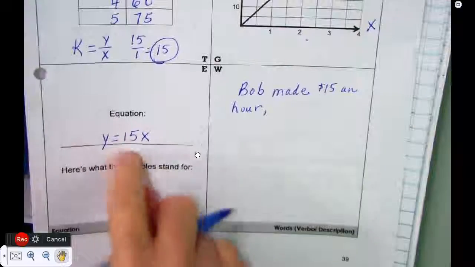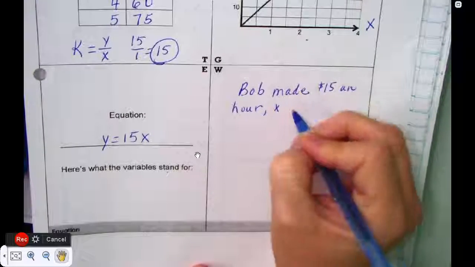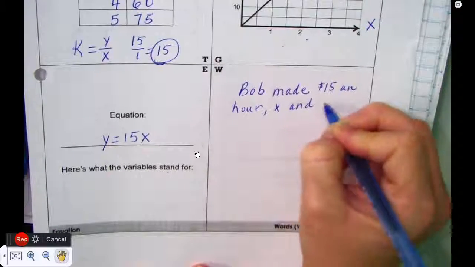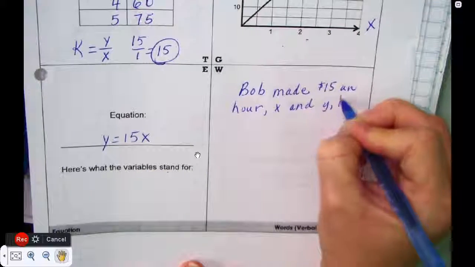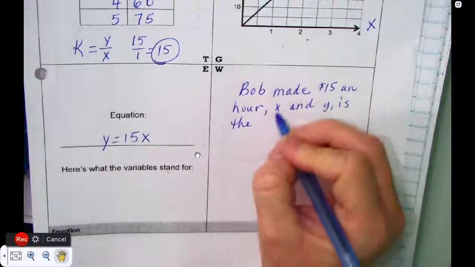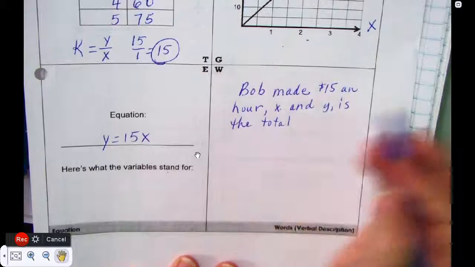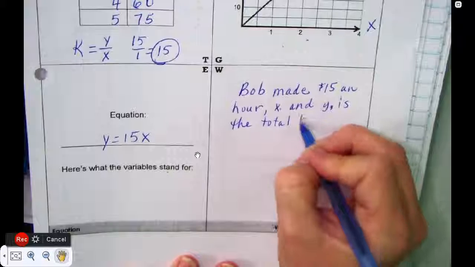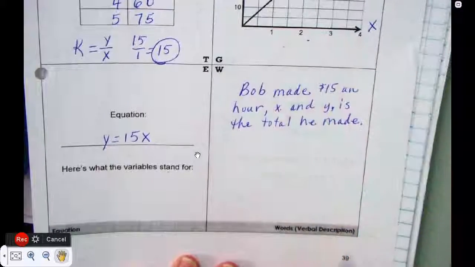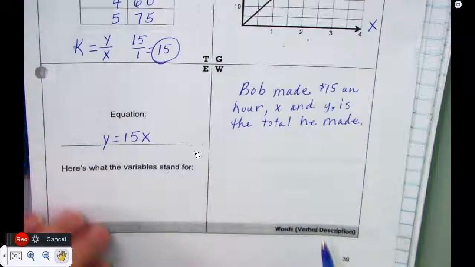What represents the hours? Which one's the hours? X. So X is the hour. So Bob made $15 an hour, X, and Y is the what? Total. Well, no, X is the hours. It's the total he made. He got paid is what. So Bob made 15 an hour, X, and Y is the total he made.